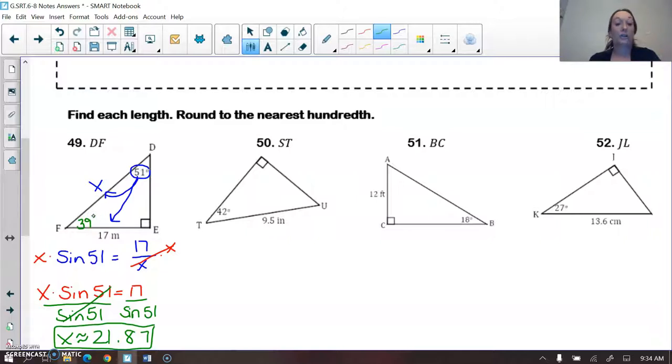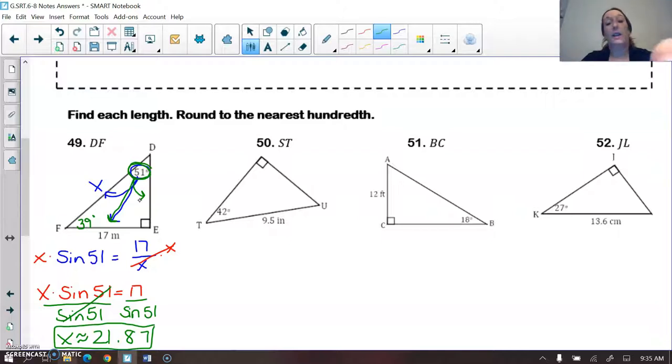If I asked you to find the other side length, you would use trigonometry with this 51-degree angle. And you would do tangent because we have the opposite side, and we would be trying to find the adjacent side. I'm not going to have you find that side length though, because we're not solving the right triangle. We're just going to move on to number 50.